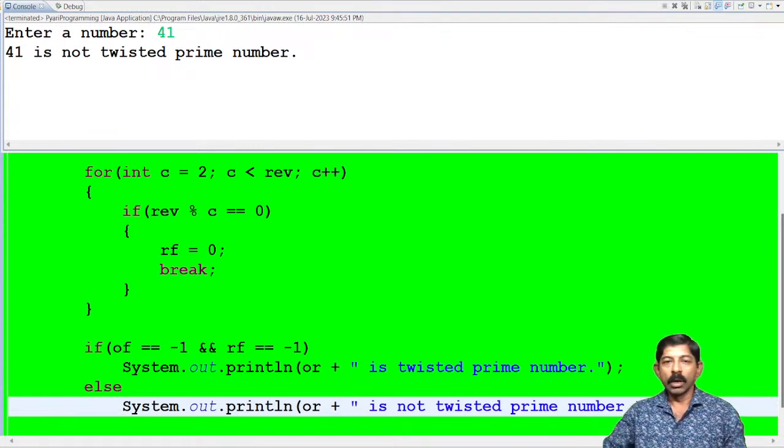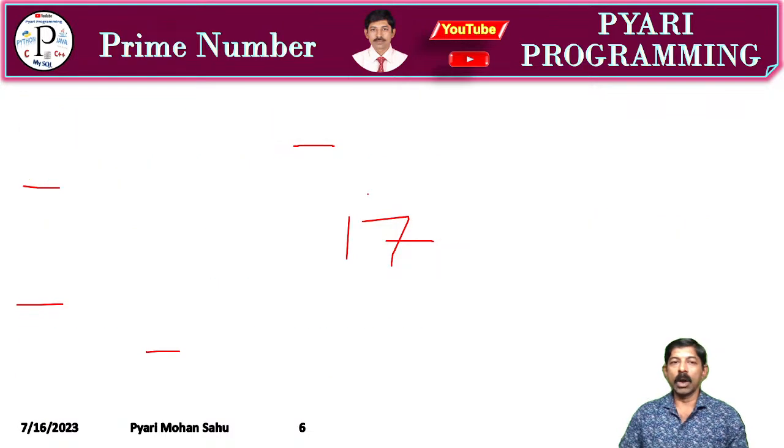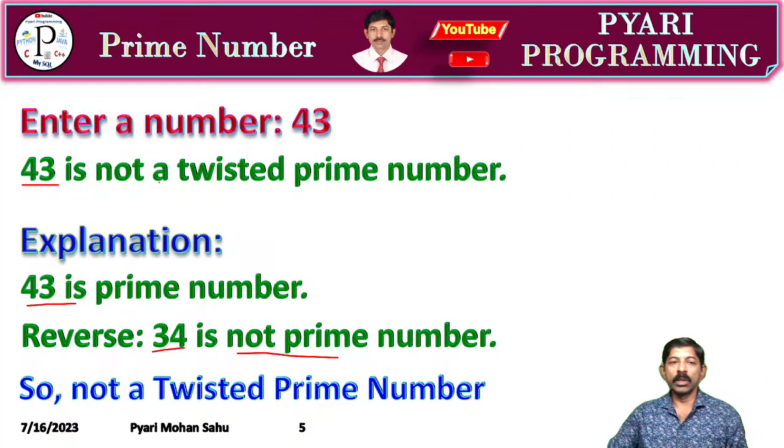So now the real job starts. I want to display like this. It should display 71 is a prime number, reverse 17 is a prime number, so it is a twisted prime number. It should display the output like this. It should display the output like this also. 43 is a prime number, reverse 34 is not a prime number, so it is not a twisted prime number. This is homework for all of you. Can you do this? So many permutation combinations are required.